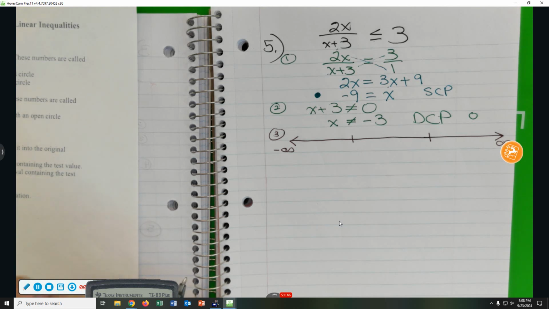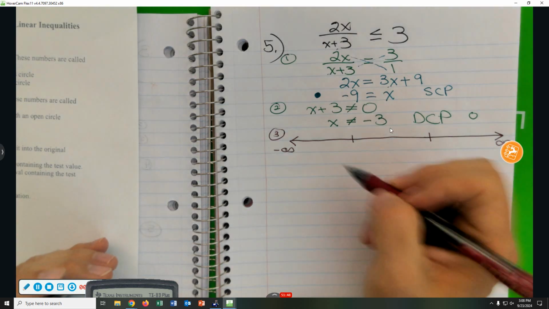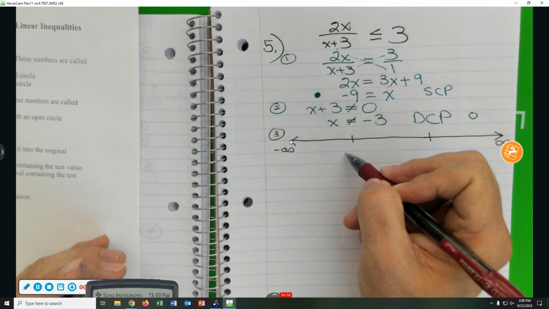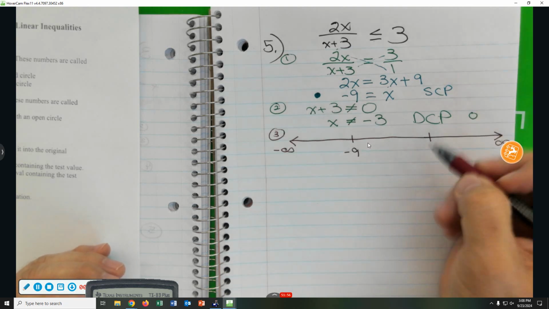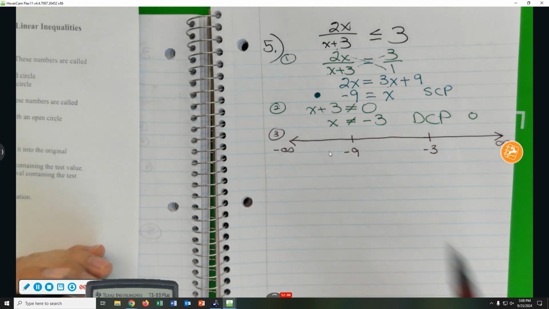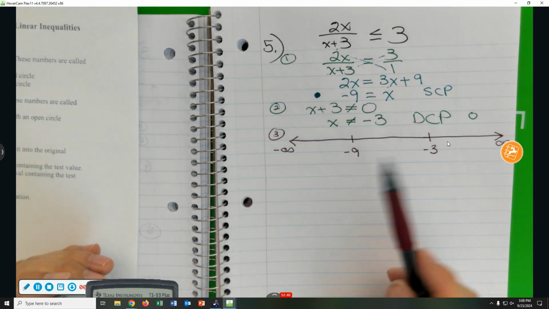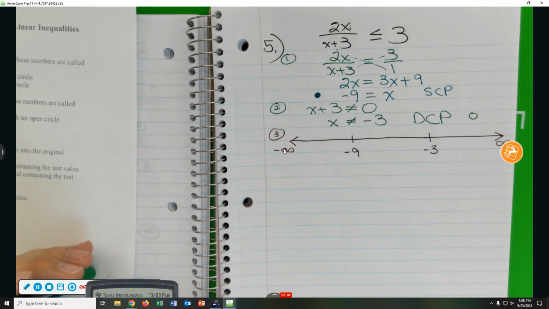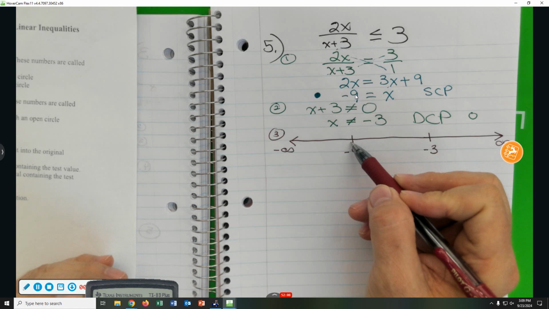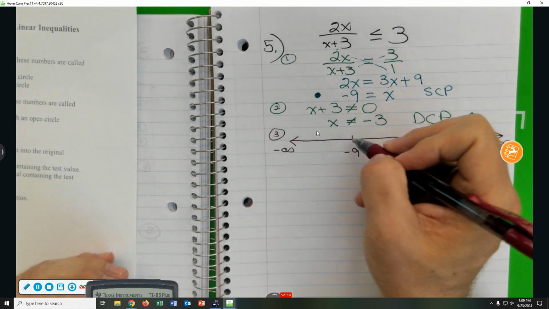Just make sure you put them in numerical order. What's going to go first? Negative 9 or negative 3? Which one's closer to negative infinity? Negative 9. Remember, small to large. You have to make sure you have the numbers arranged in numerical order. And how will I label negative 9? Open or closed? Closed. Closed, I agree.